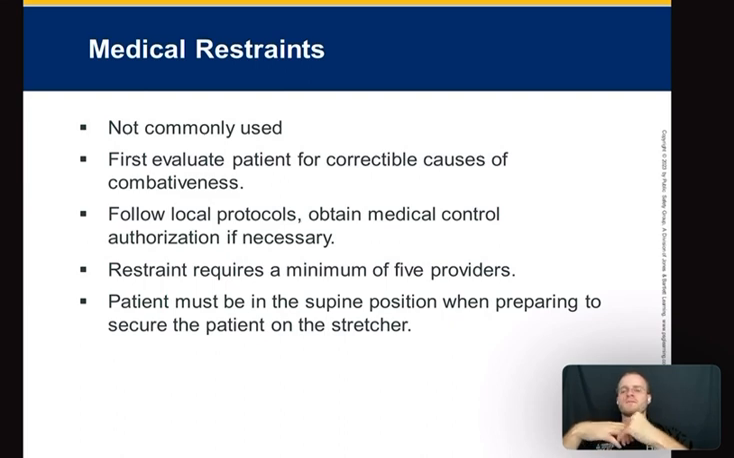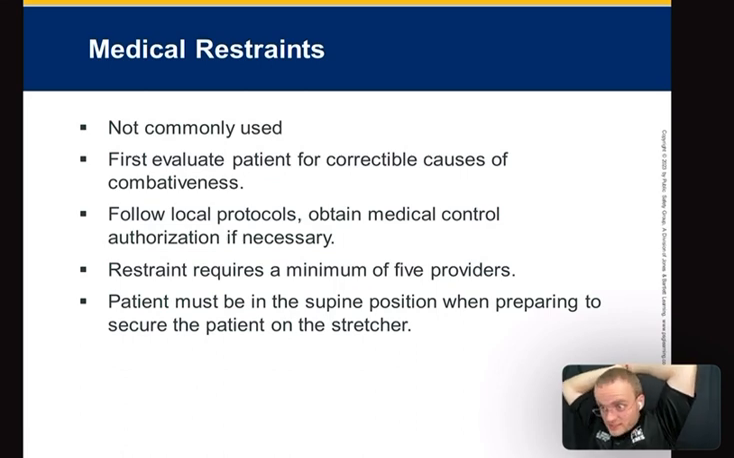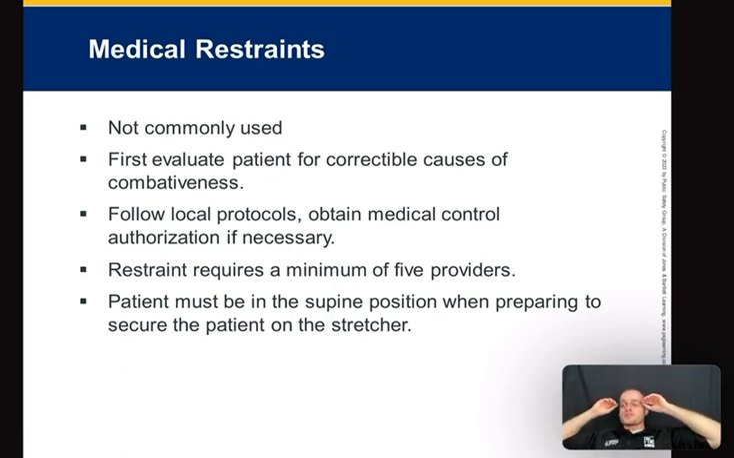So the patient must be in the supine position when preparing to secure the patient to the stretcher. So basically, what I don't want you to do is to restrain a patient with their hands above their head. Why is that? Because the patient can sit forward pretty far. So you don't want to do that. The ideal way to restrain a patient is one hand at their side, one hand above their head, because they can't move as much. You'll see, it'll make more sense in the lab, but trust me on that. It's a good way to restrain patients.